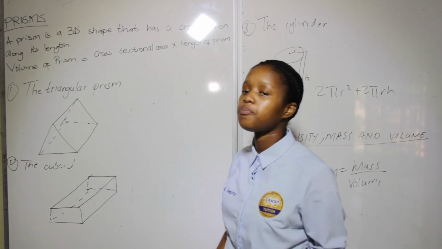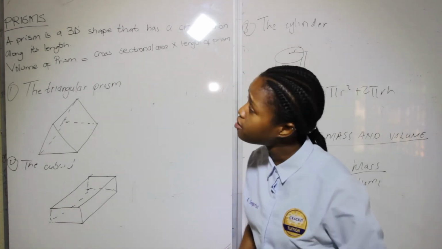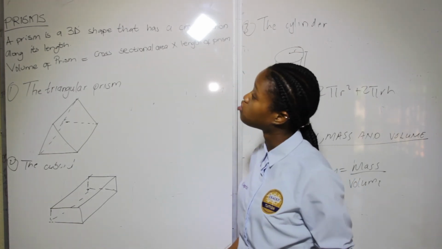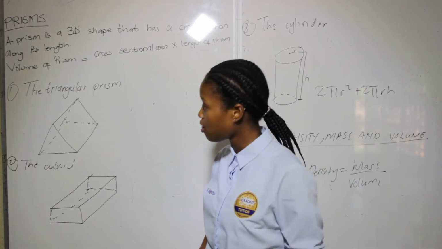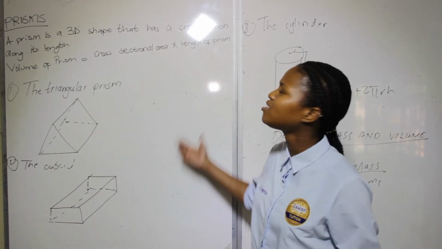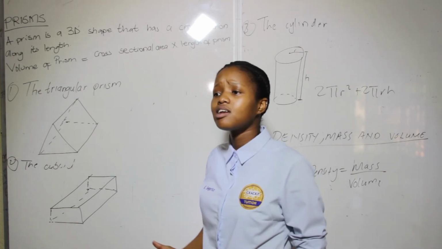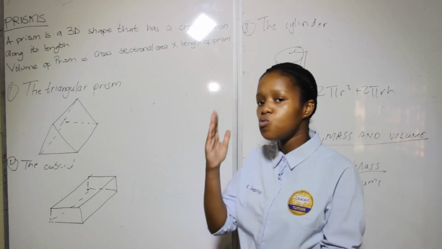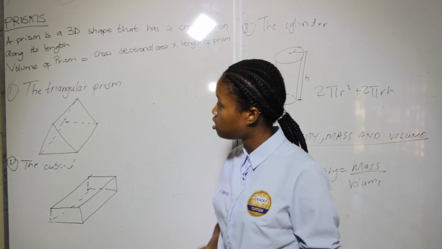So let's start off with prism. What is a prism? A prism is a 3-dimensional shape that has a cross-section along its length. What can we say a cross-section is? A cross-section is that part that, when you cut, it's exposed, right?